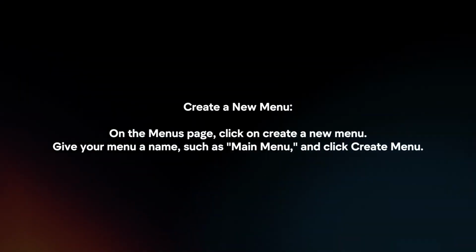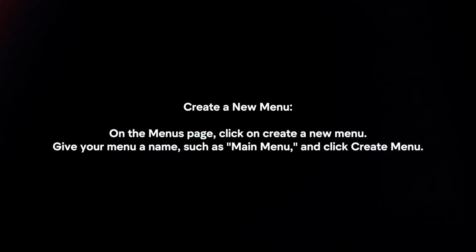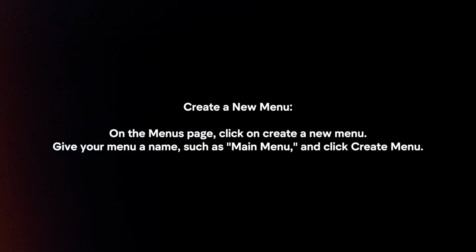Create a new menu. On the Menus page, click on Create a new menu. Give your menu a name, such as Main Menu, and click Create Menu.